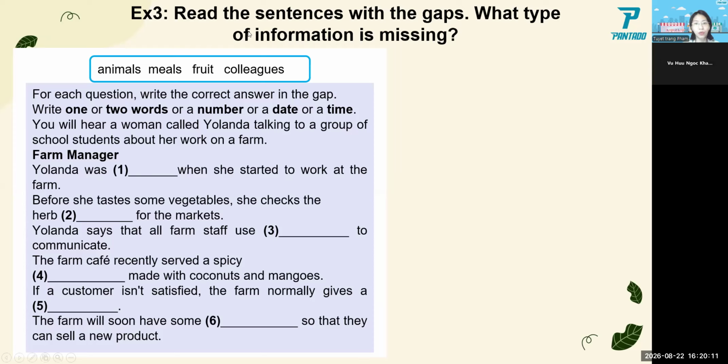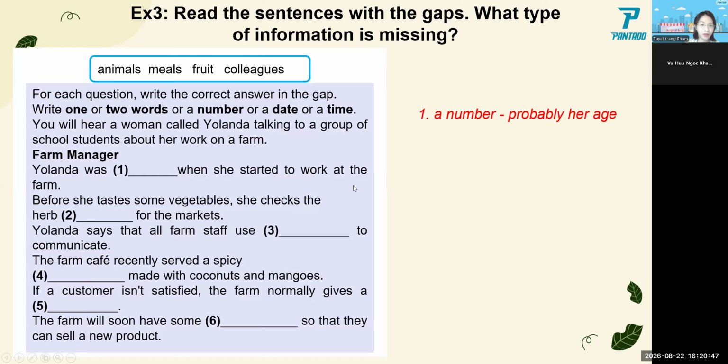Exercise number 3. Read the sentences with the gaps. What type of information is missing? How about number 1? Can you tell me for each gap what kind of information is missing? Number 1, for example, we are missing a number. Roughly her age.